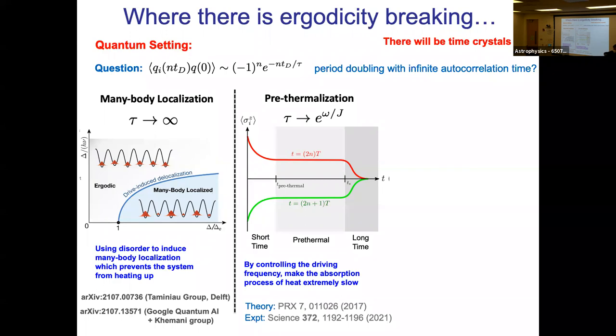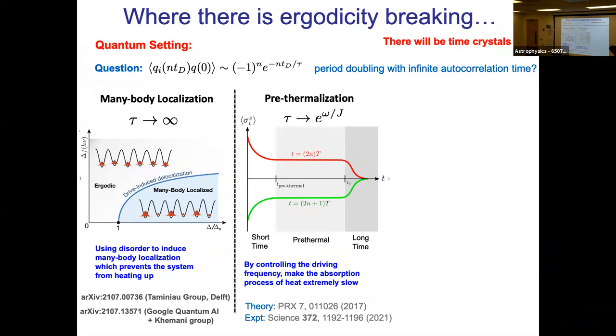And generally, this happens at nth order in perturbation theory, higher order in perturbation theory, with a very small matrix element. So the time scale for absorbing energy from the drive is extremely long. In particular, one can prove that it's exponentially long in the frequency of the drive divided by the local energy scale. And what that means is that for a very long intermediate time scale, one can get pre-thermal, almost equilibrium physics. And it's in this pre-thermal regime that one can again see something that looks like time crystal order.